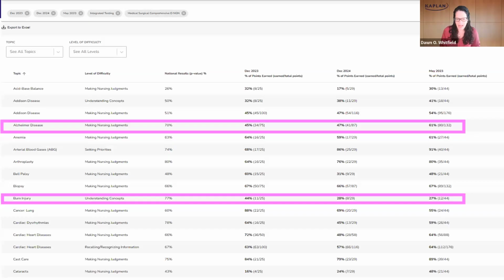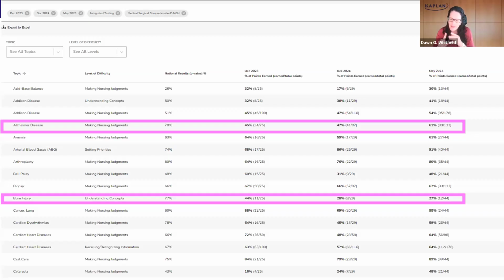As an example, I have red flagged Alzheimer's. It's a making nursing judgment, so it's higher level Bloom's. The national norm for this one question is a 70%, but consistently across 3 cohorts, we're performing lower than that. The same thing holds true for burn injury, understanding concepts. The national norm for this question is a 77. And again, it's a lower level Bloom's, and 3 cohorts in the past have been performing below that.